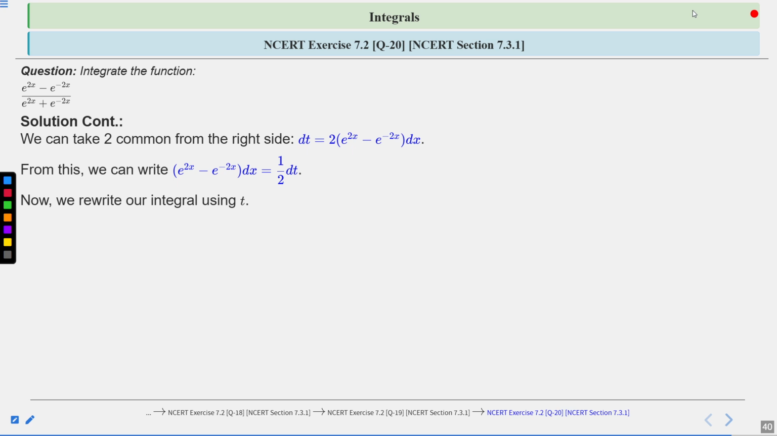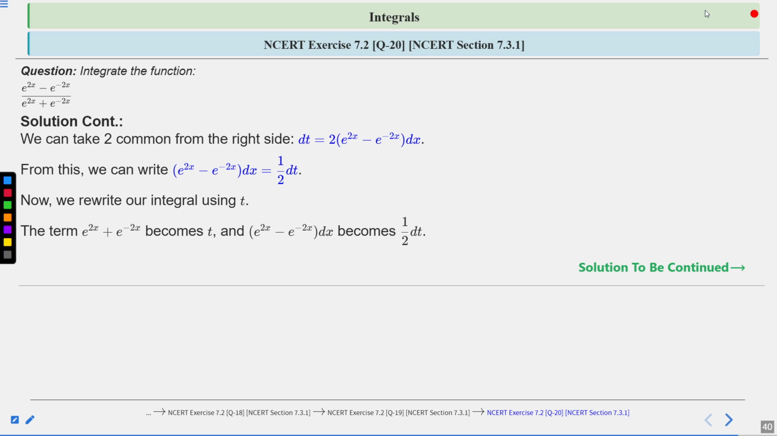Now we rewrite our integral using t. So the term e to the power 2x plus e to the power minus 2x becomes t, and e to the power 2x minus e to the power minus 2x dx becomes 1 by 2 dt, right? Clear?